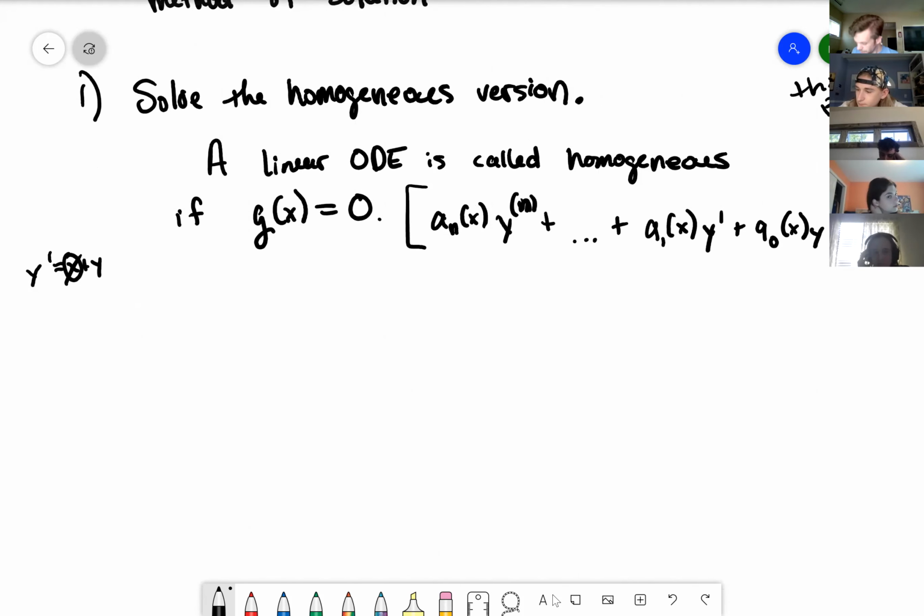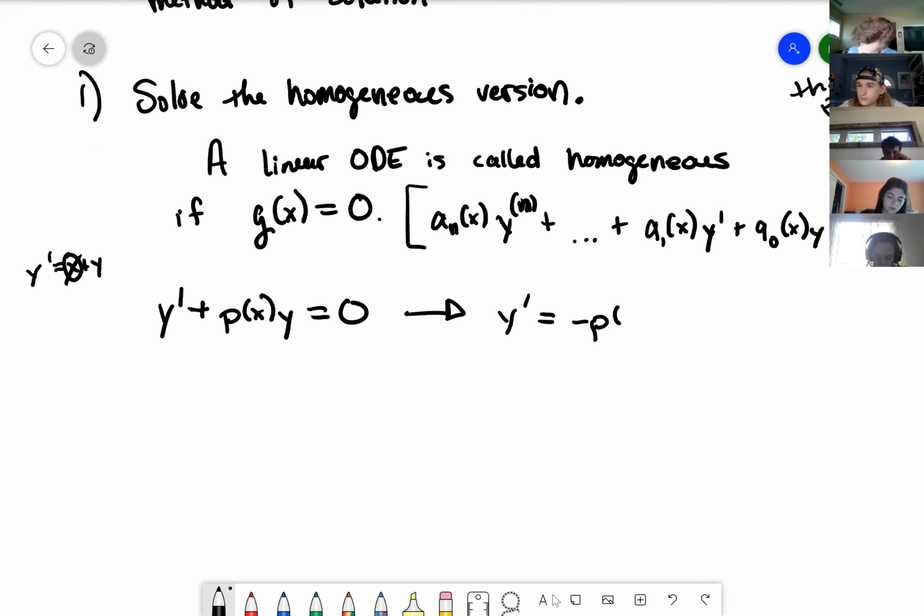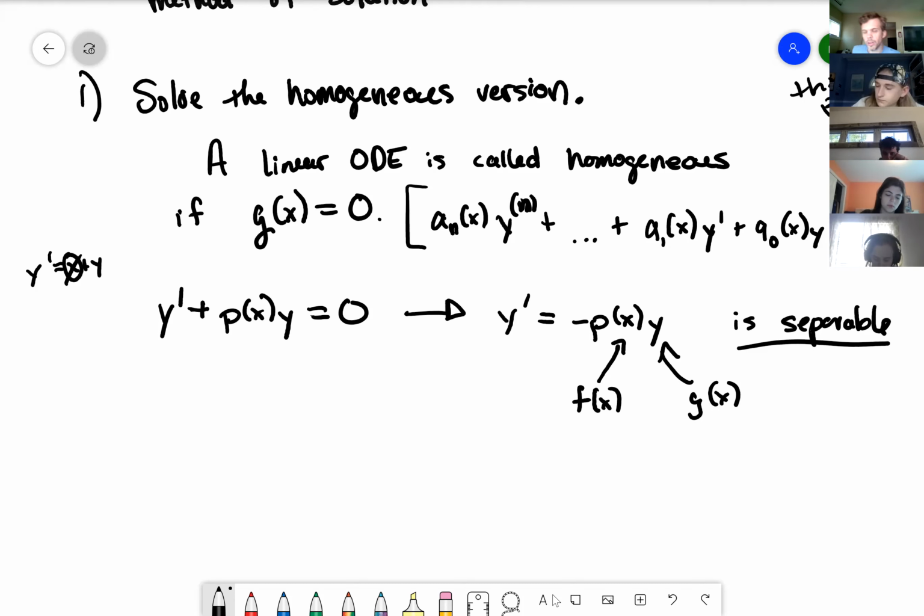Now, why is this straightforward? Because when we throw away the non-homogeneous term, we get y prime plus p of x y is equal to 0, right? And if we rewrite this as y prime equals minus p of x y, then this is a function just in terms of x, and this is a function just in terms of y. So this is separable. And we know how to solve those.